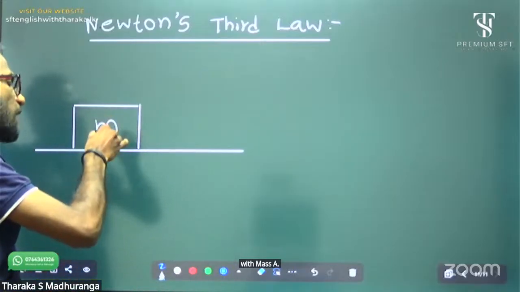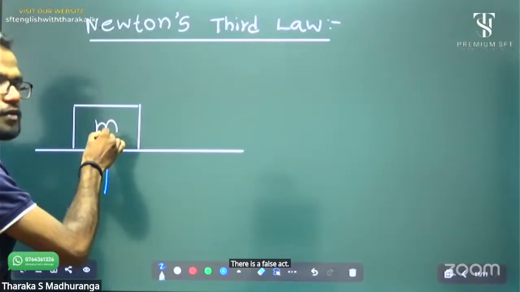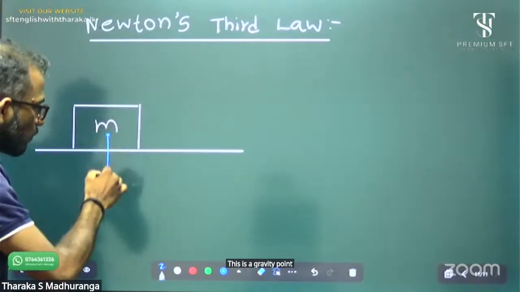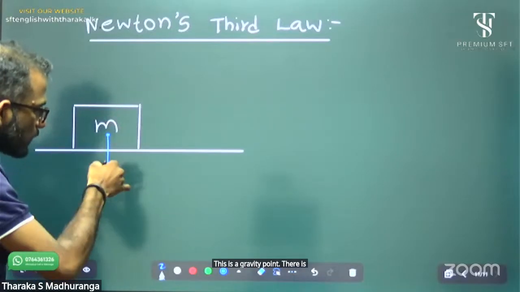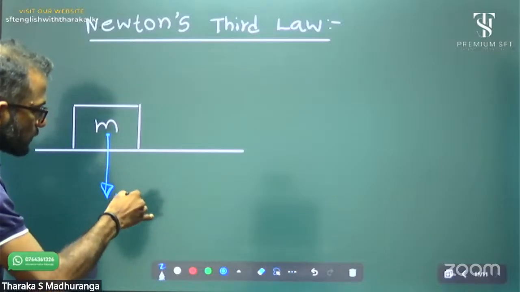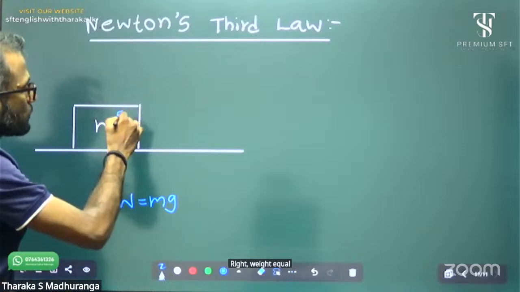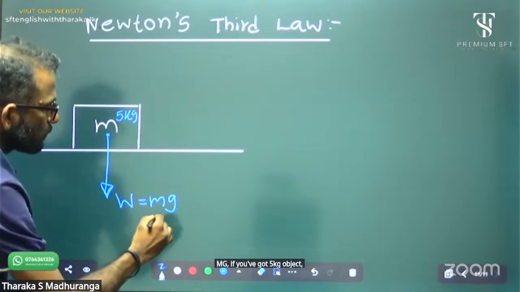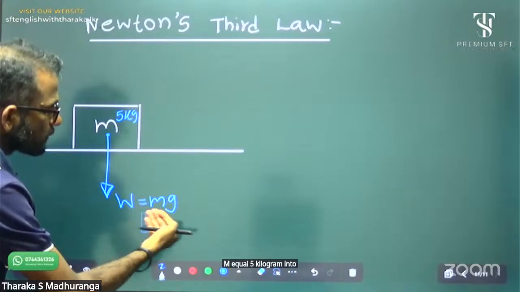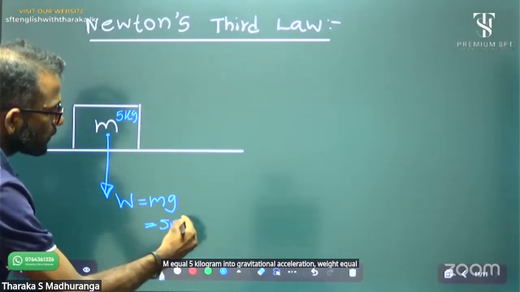There is a force acting. This is the gravity point. There is a force applied in the gravity direction that we call weight. Weight equals mg. If you have a 5 kilogram object, m equals 5 kilograms times gravitational acceleration, so the weight equals 50 Newton, right?